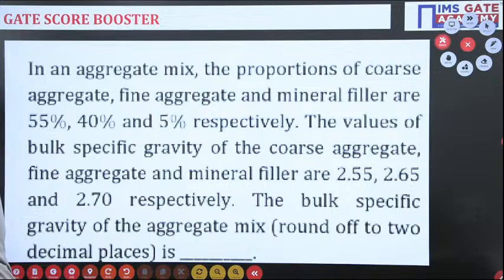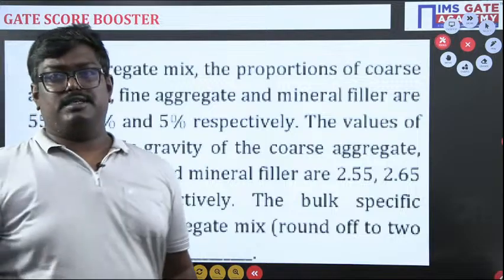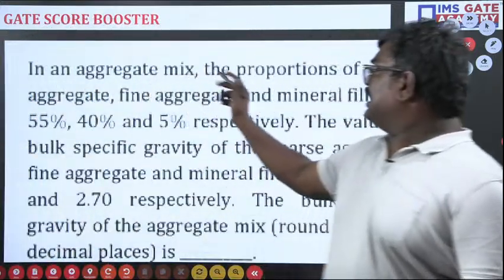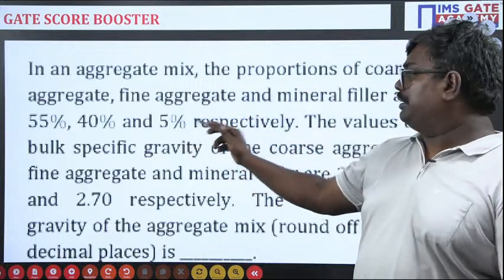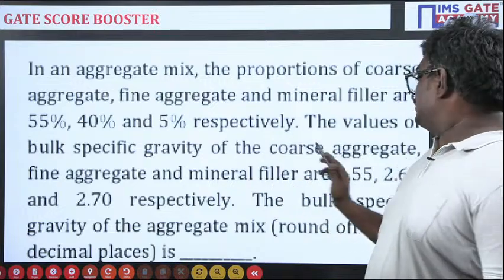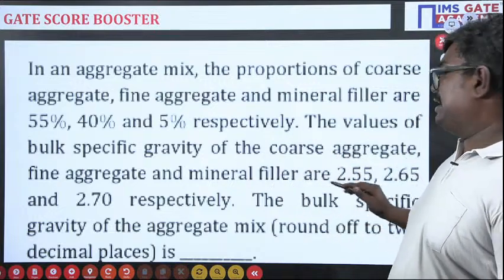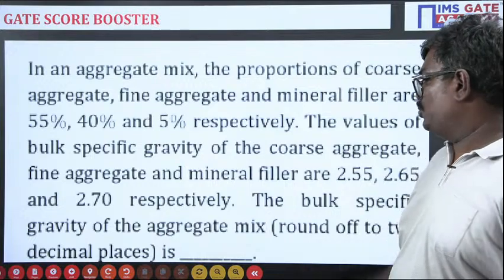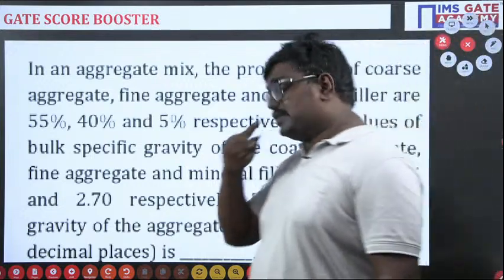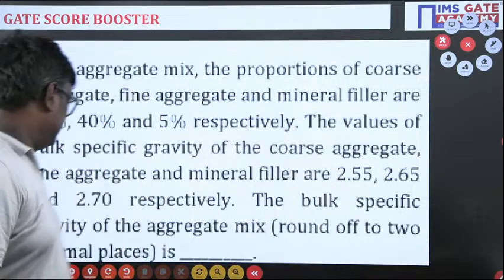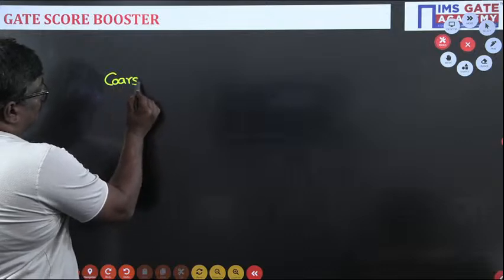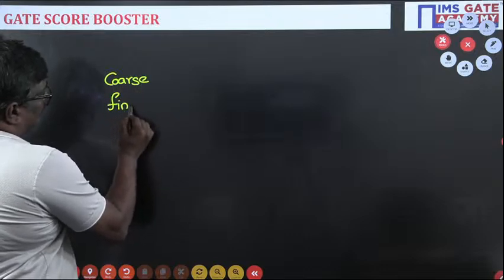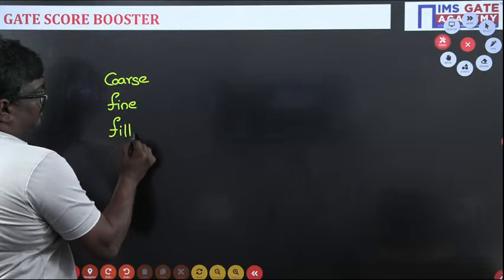Okay, let me tell you this question. Now see students, the question here is, in an aggregate mix, the portions of coarse aggregate, fine aggregate and mineral filler are 55, 40 and 5% respectively. The values of the specific gravity of coarse aggregate, fine aggregate and filler are 2.55, 2.66 and 2.70 respectively. Find the bulk specific gravity of the mix. So here, see students, we have coarse aggregate, fine aggregate and filler. So there are three materials, right?